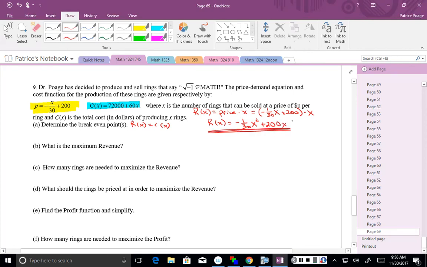It didn't ask me to find the revenue, but I needed to because I need to know where the revenue equals the cost. While we could set those equal to each other and solve by hand, it's a quadratic and this is going to be very ugly. So I'm going to graph my revenue equation in my calculator, and I'm going to graph my cost function, and I'm going to find my break-even points, which are the points of intersection. So I'm going to put my revenue in Y1 and my cost in Y2.